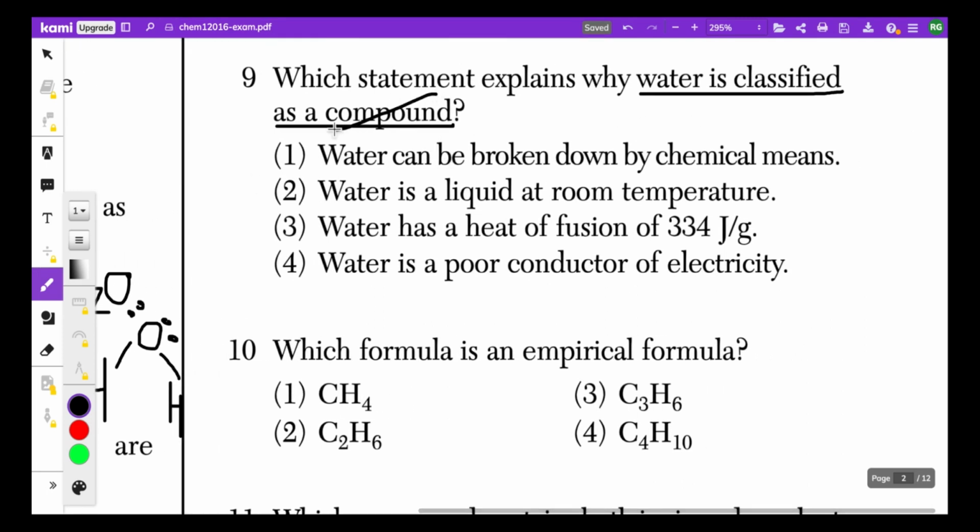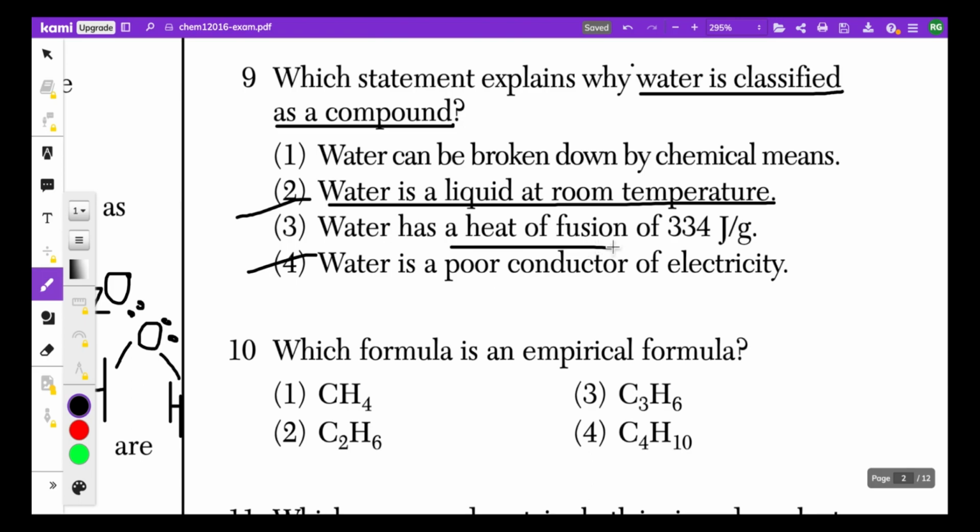Now, even if you don't know what a compound is, just from the answer choices, it looks pretty suspicious. Because imagine if you ask someone, why is water classified as a compound? And they respond with, water's a poor conductor of electricity. That does not make any sense. Or water's a liquid at room temperature. Those do not answer the question.